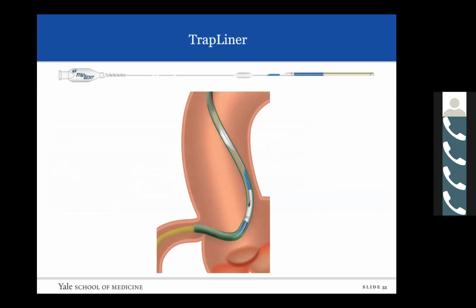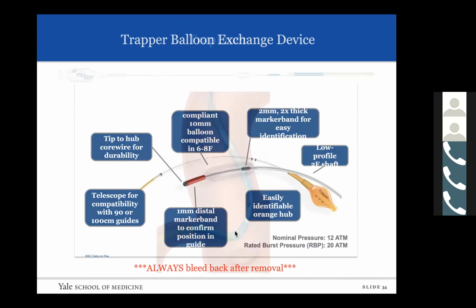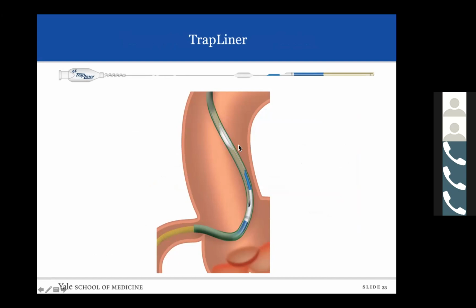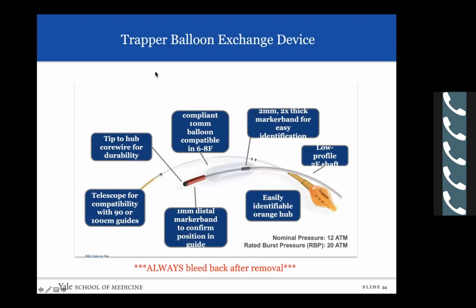So this is just a new kind or a different kind of guide liner called a trap liner. This is a unique device, the only one of its kind. So what this allows you to do is it has a trap balloon incorporated proximally to a guide extension, which is extending out here. So that is a facilitator for gear exchange. And we'll talk a little bit more about trap balloons or trap liners.